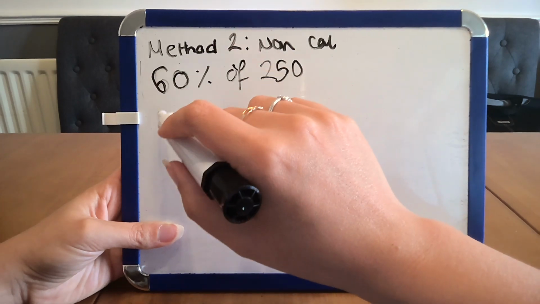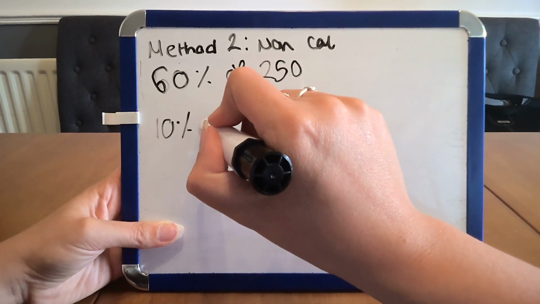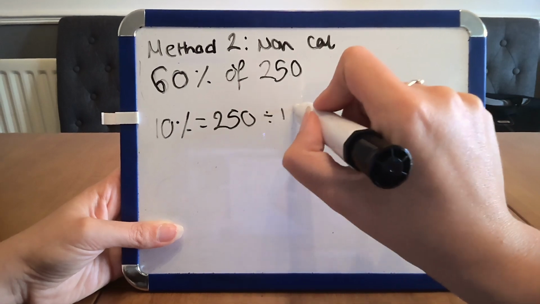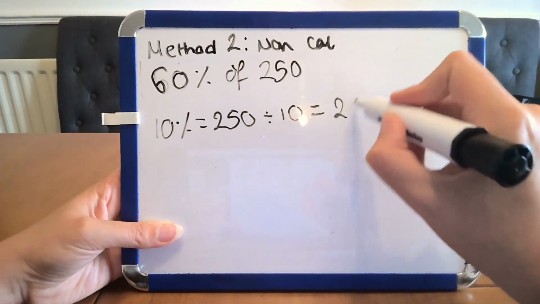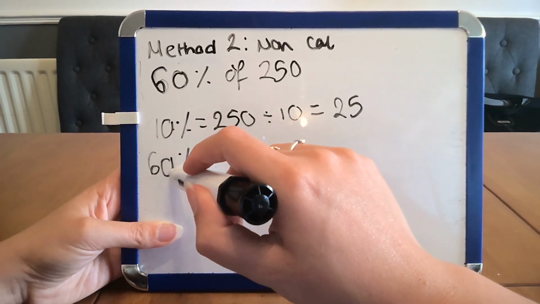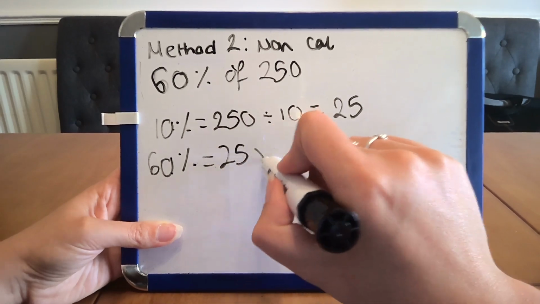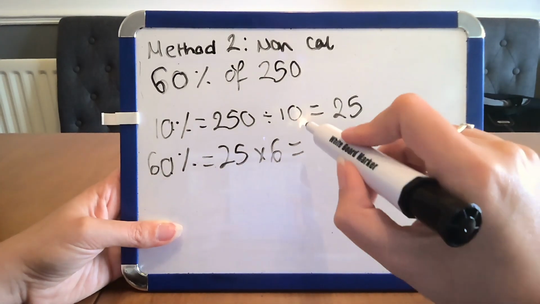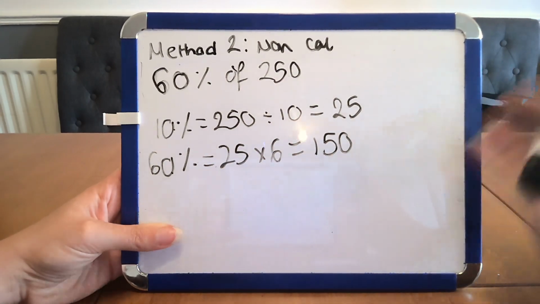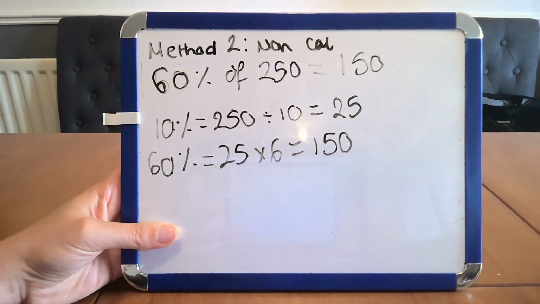Again, I would split this up slightly. So rather than going straight for the 60%, I would do 10% first, which as we've just done is the number divided by 10. If we're then looking for 60%, what we've done to the 10 to get to 60 is multiply it by 6. We need to do the same thing to the answer. So we do 25 times 6 equals 150. So 60% of 250 is 150.